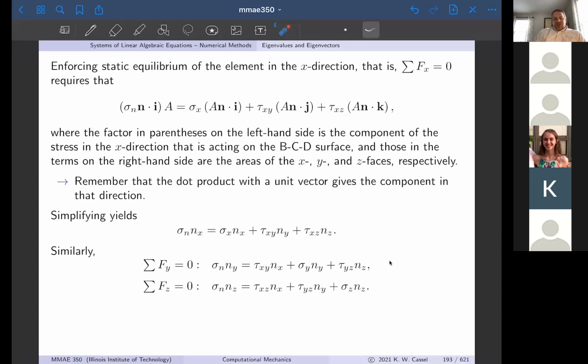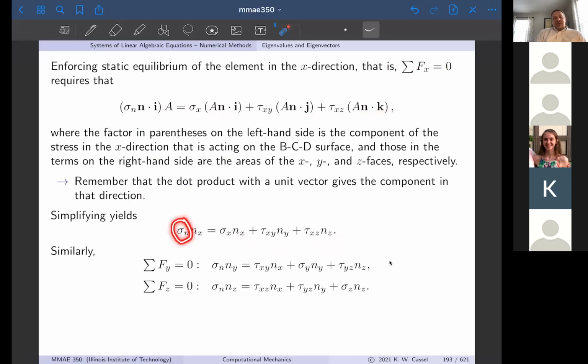So when I simplify this, the A's all cancel, because I have an A in every term. When I take these dot products, I get components of n. So on the left, I have sigma n nx. Nx is n dotted with i, just like here, n dotted with i, so that's nx. N dotted with j, ny. N dotted with k, nz.